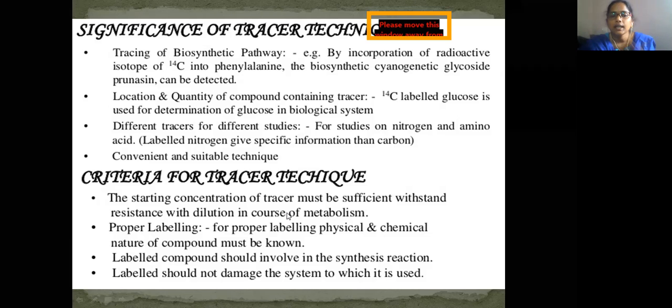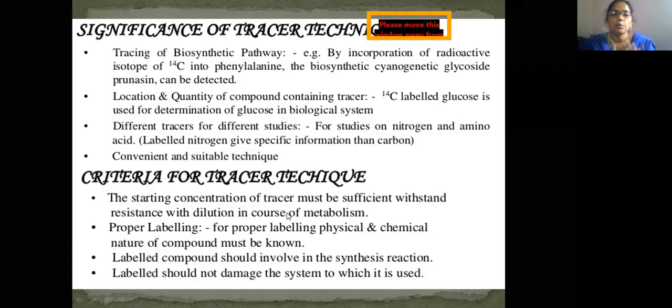So the starting concentration of the tracer, that is the radioisotope, must be sufficient, and it should withstand the dilution. It should not get diluted during the metabolism. This is the first criteria. The starting concentration of the radioisotope must be sufficient till the end of the reaction, and it should withstand the resistance and dilution.